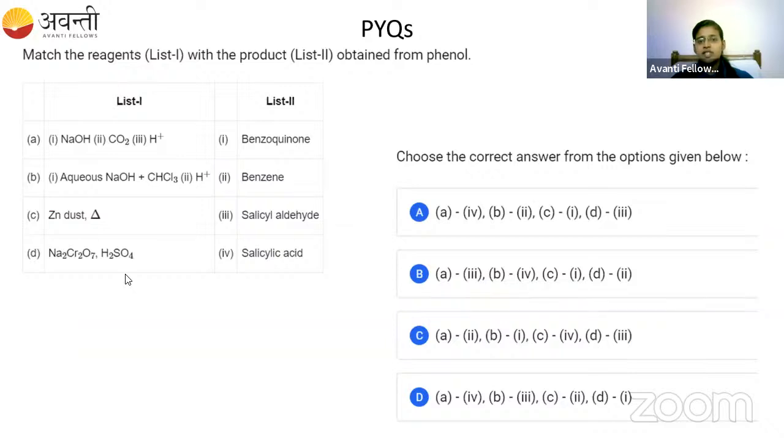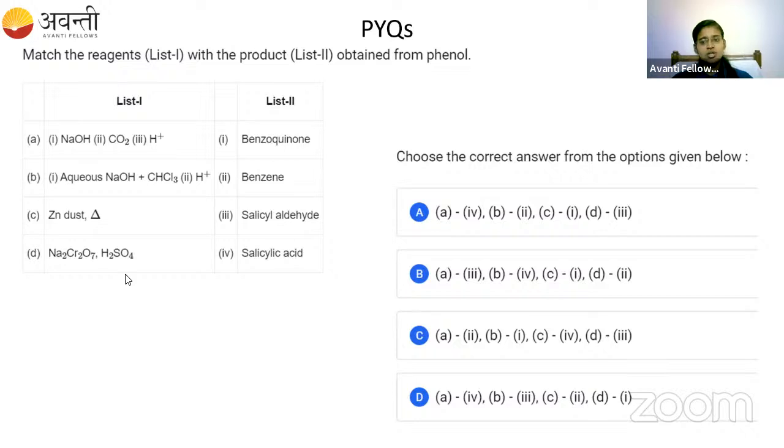Match list 1 with list 2. So we have the reagents that have been used in the chemical reactions of phenols, and in list 2, we have the name of the product that is obtained. So match list 1 with list 2.